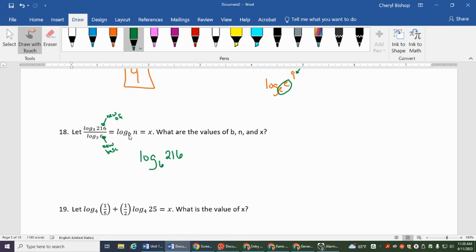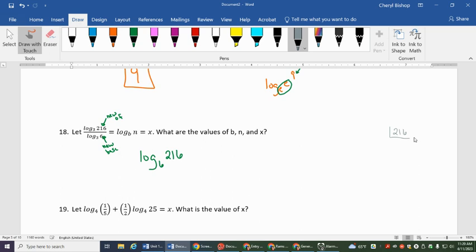Now, it says log base b of n. I have that, log base b of n. It just equals x. That means there's a way to write 216 as 6 to something. So I need to figure out what multiplies to itself 6 times and makes 216. So if I come off to the side, what's going to multiply to itself 6 times to be 216?